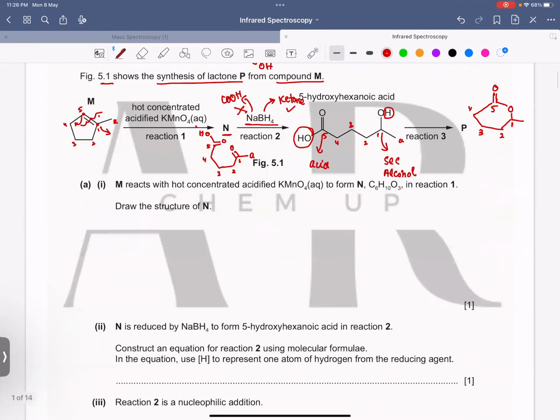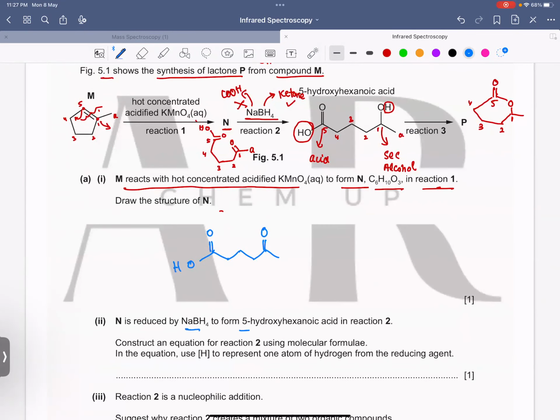Now, okay, M reacts with hot concentrated acidified KMnO4 to form N, C6H10O3. In reaction 1, draw the structure of N. So we have already figured it out. This turns into a ketone and this turns into a carboxylic acid. N is reduced by NaBH4 to form 5-hydroxyhexanoic acid. So see, here it is in reaction 2.